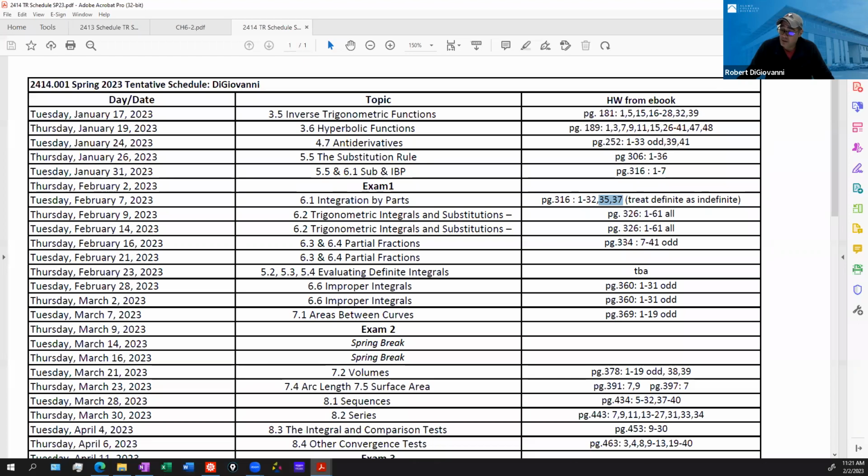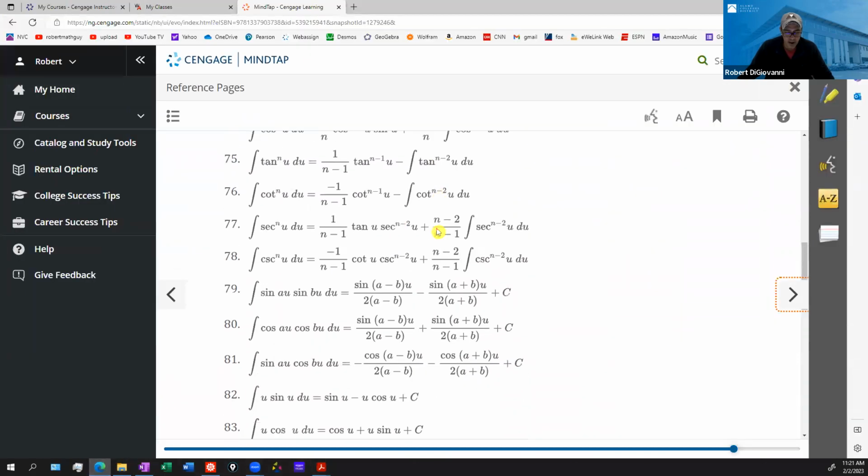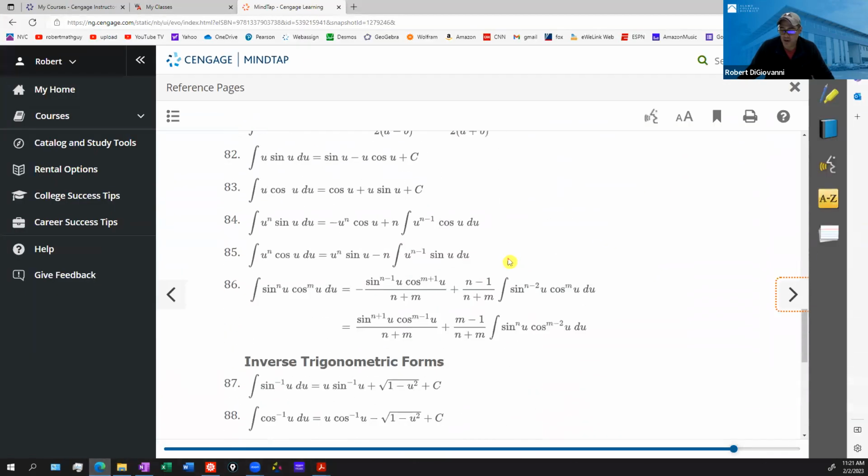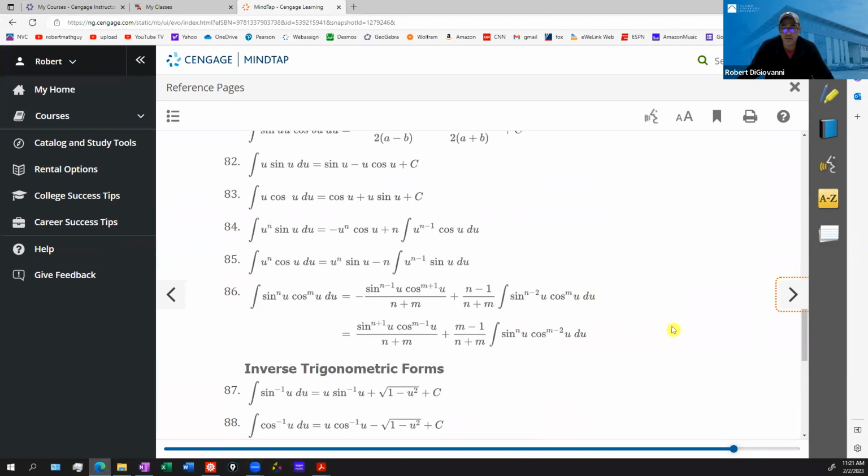I just wanted to show that to you because all those formulas in the book, every single one of them had to be created somehow, right? Someone had to figure these out.